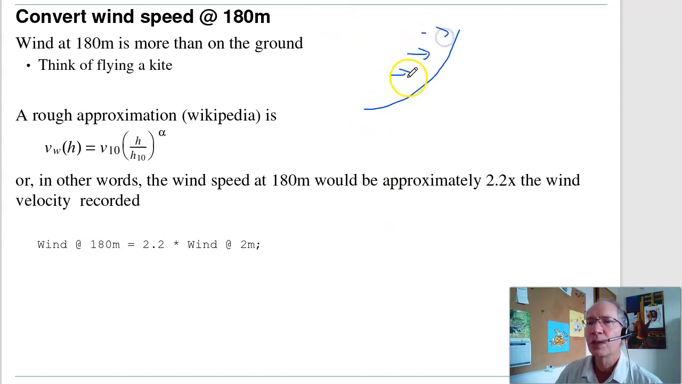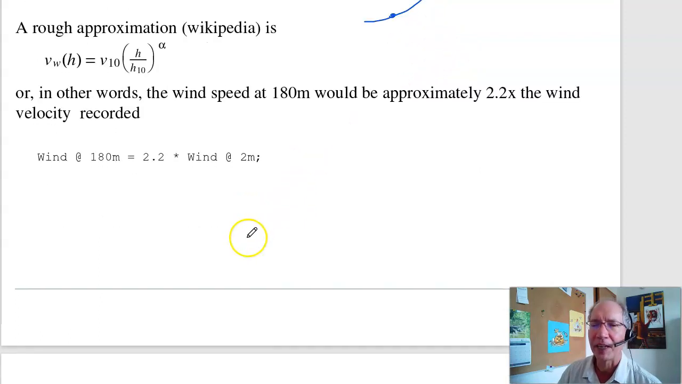So if you go to Wikipedia, I can convert 2 meters to 180 meters using a constant. From Wikipedia, the wind speed follows roughly this equation. And assuming smooth, flat terrain, 180 meters is about 2.2 times stronger than 2 meters. So to convert to the wind at 180 meters, multiply by 2.2. And not exact. If I'd actually want to do a study for a utility, I would take better data at higher altitudes, but this is what we got.